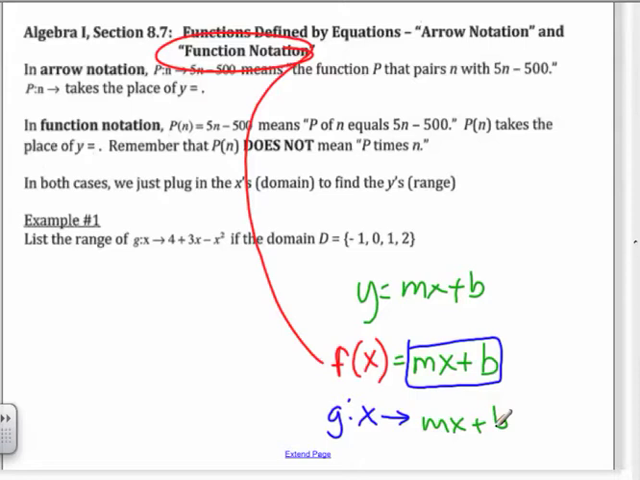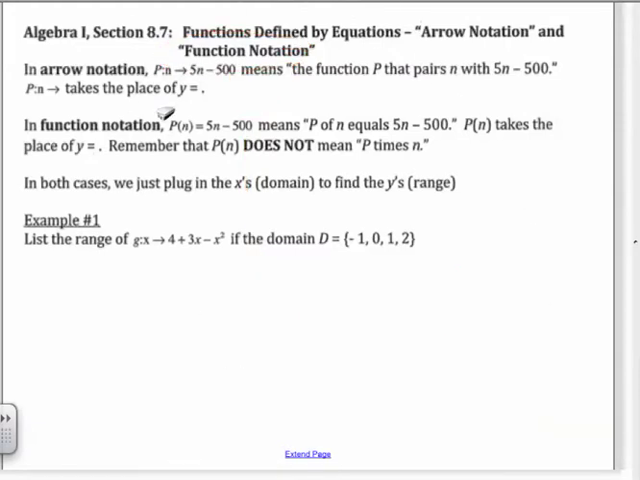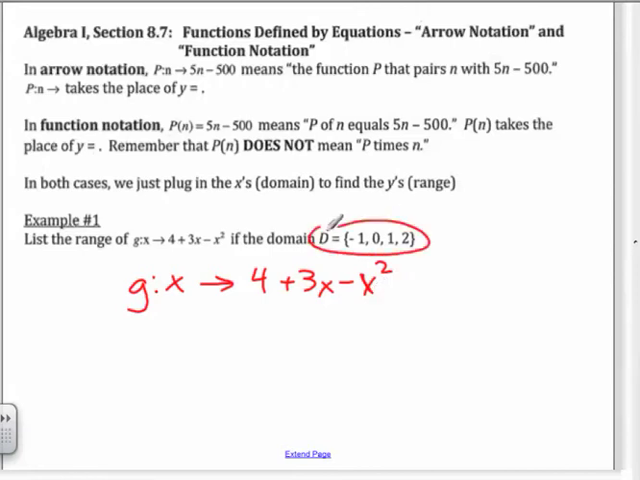Now, let's go to this first example. Let me get this stuff out of our way so we can see what we're doing. This says the function g that pairs x with 4 plus 3x minus x squared. They said list the range. They've given us this domain.